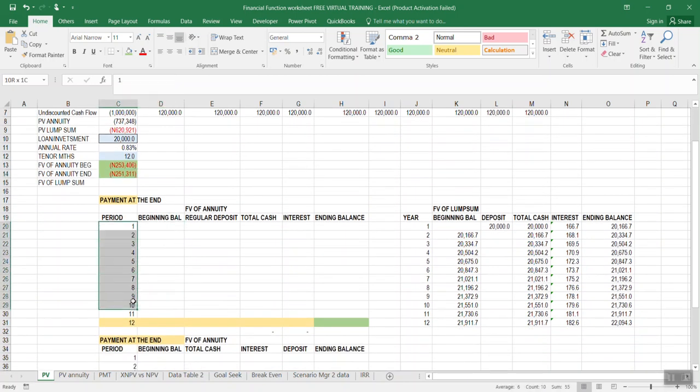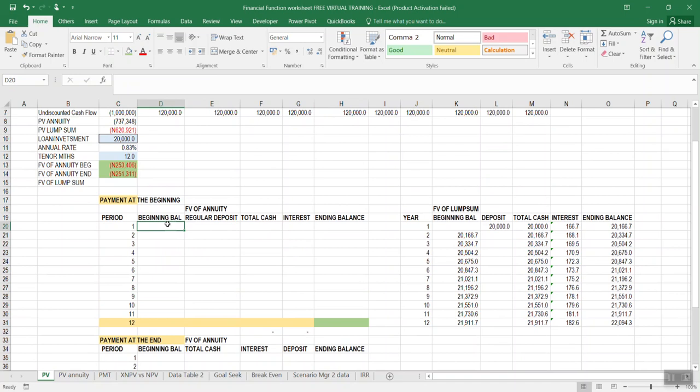This is the period, 12 months. This is the beginning balance. This first one is the payment made at the beginning of the period. If I'm making a payment at the beginning of the period, how much will I have gathered?